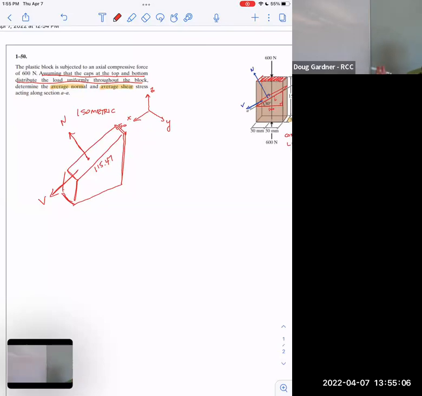It's kind of cool to make an isometric drawing. It's kind of neat to be able to do that. So this is our plane that we're chopping. That's the plane we're interested in.